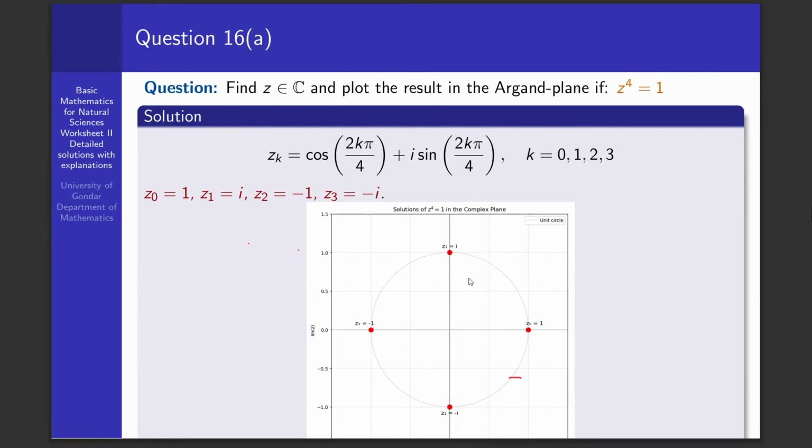Then for the plotting, z0 is simply 1, purely on the real axis, and z1 is positive i on the positive imaginary axis. z2 is minus 1 on the real axis, on the horizontal axis here, and the last one, z3, will be minus i on the negative imaginary axis. Therefore, there is a circle, a unit circle, whose center is at the origin, that is, the origin of the imaginary and the real axis.